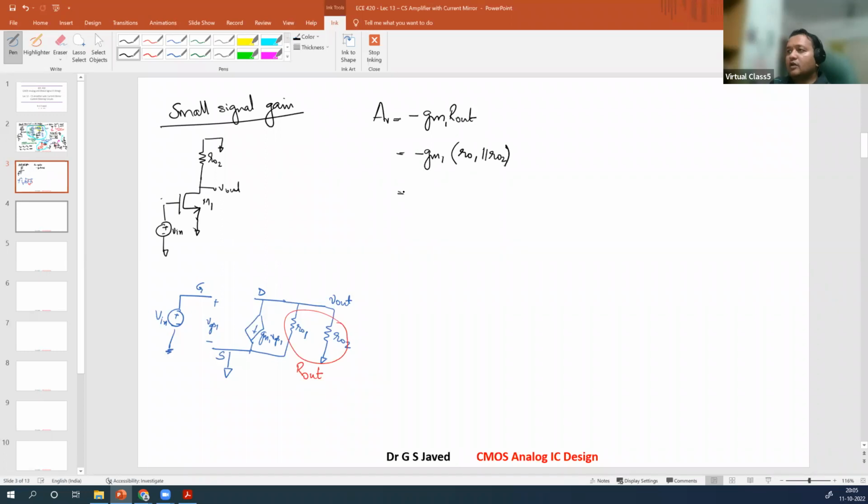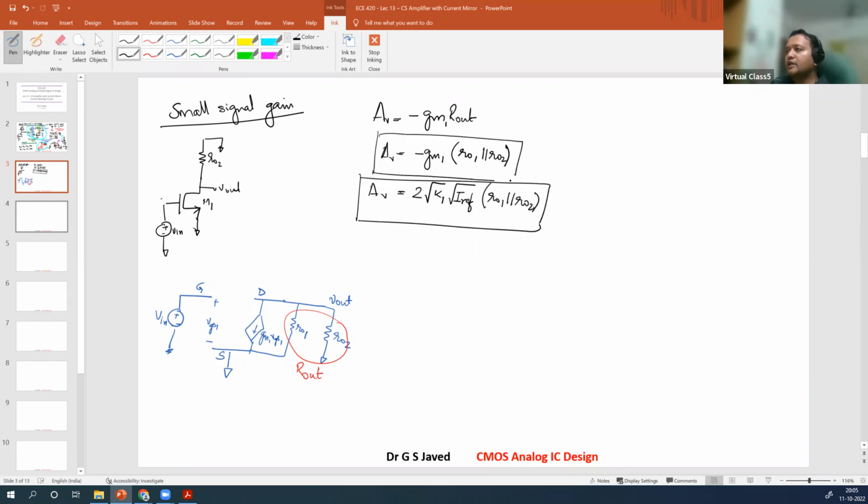Now, what are these dependent on? This GM can be written as 2 times square root of K1 multiplied by ID. ID through this resistor is IREF times RO1 divided by RO1 in parallel with RO2. This is your voltage gain, effective voltage gain. You can write it in terms of your GM1 times the resistor. So this value, 2 K1 ID, is associated with the GM value.